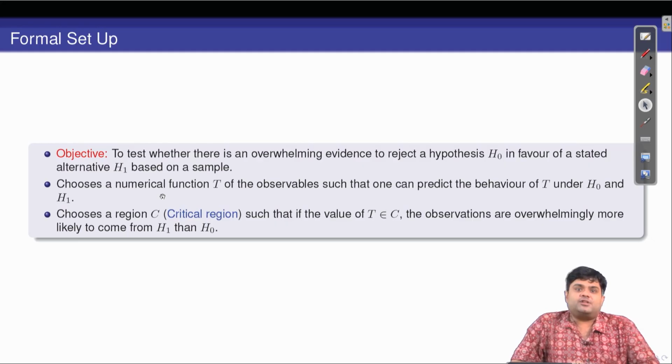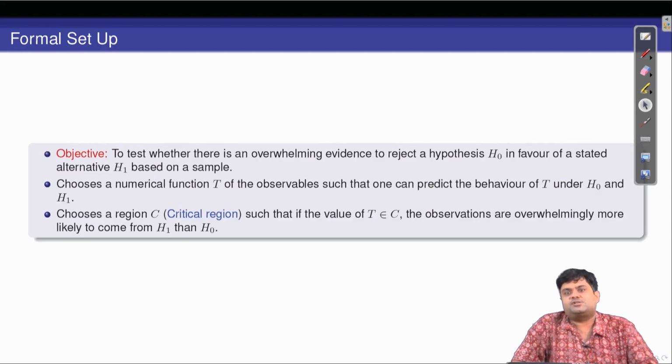So, the objective is to test whether there is overwhelming evidence to reject a null hypothesis H0 in favor of a stated alternate H1, based on the sample. Choose a numerical function t of the observables such that one can predict the behavior of t under the null hypothesis and the alternate hypothesis. Basically, you just assume the null hypothesis is true.